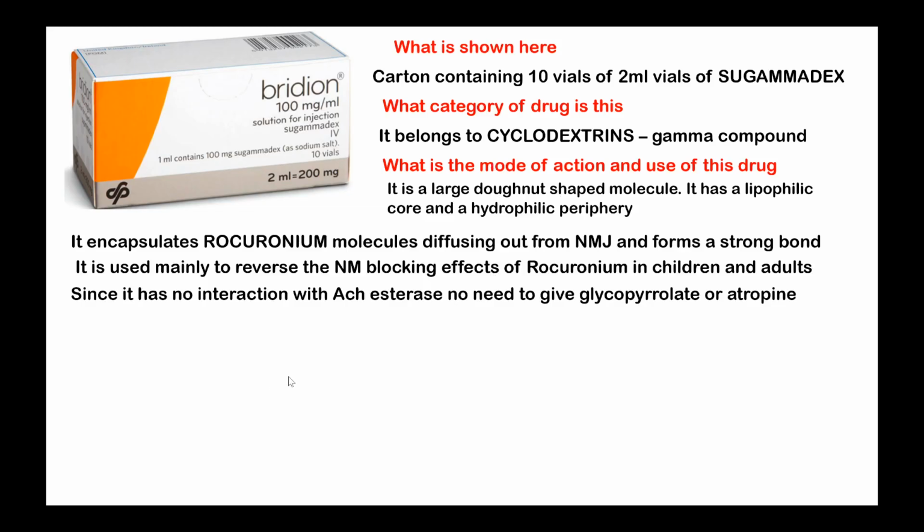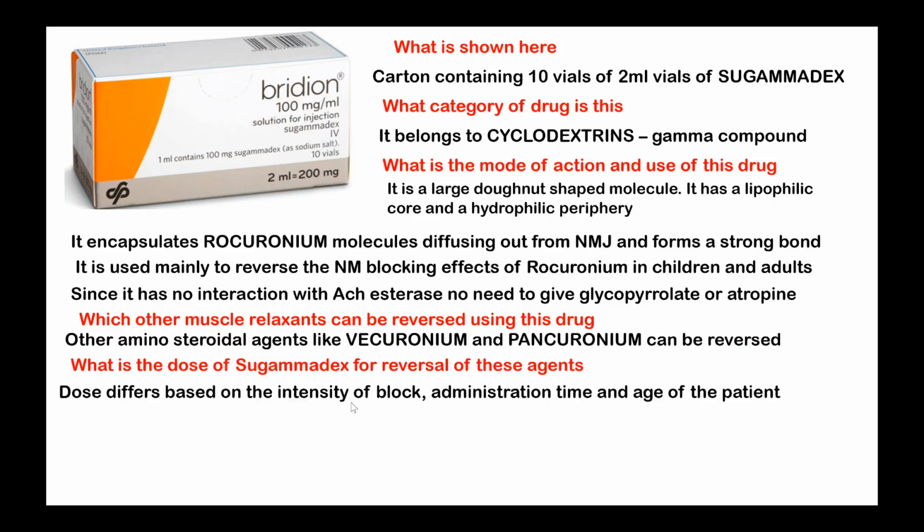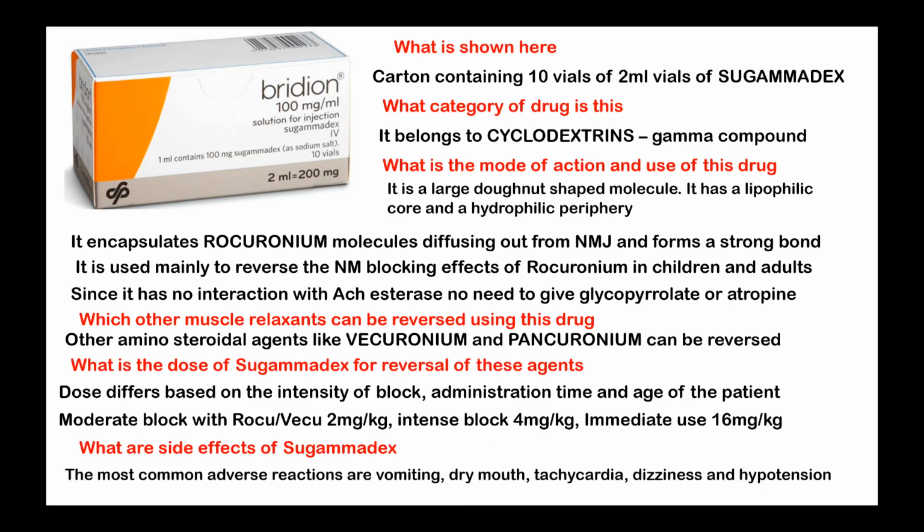It has no interaction with acetylcholinesterase, so there is no need to give glycopyrrolate or atropine. Other muscle relaxants that can be reversed are vecuronium and pancuronium. What is the dose? Of course, this is a common question that examiners will ask you. So 2, 4, 16, the magic numbers you have to remember. The side effects are vomiting, diarrhea, tachycardia, dizziness, altered taste, etc.